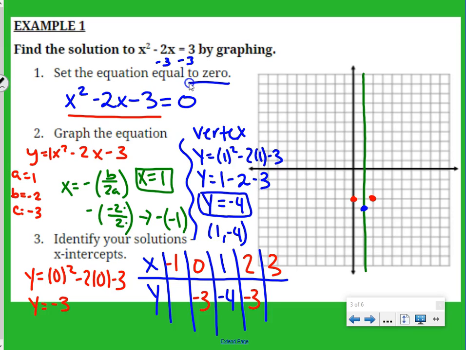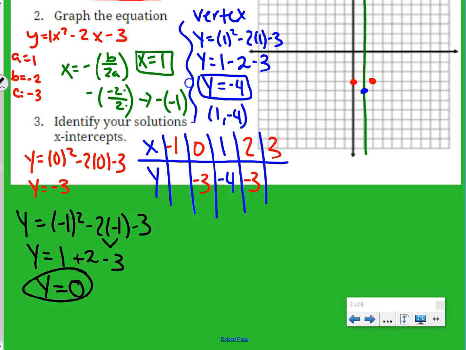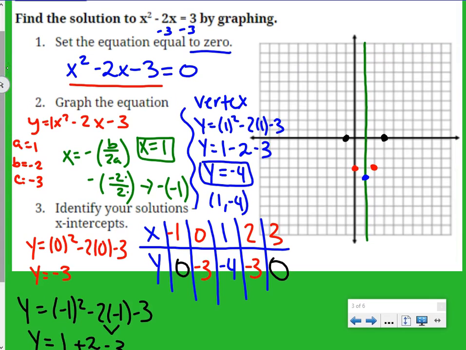Then we can put negative 1 into our function. We get y equals negative 1 squared minus 2 times negative 1 minus 3. Negative 1 squared is 1. Negative 2 times negative 1 is positive 2, minus 3. Y equals 1 plus 2 is 3, minus 3 is 0. So 0, 0. That's what we're looking for. We're looking for those x-intercepts, so the time when y equals 0. So if we look, we can graph these points.